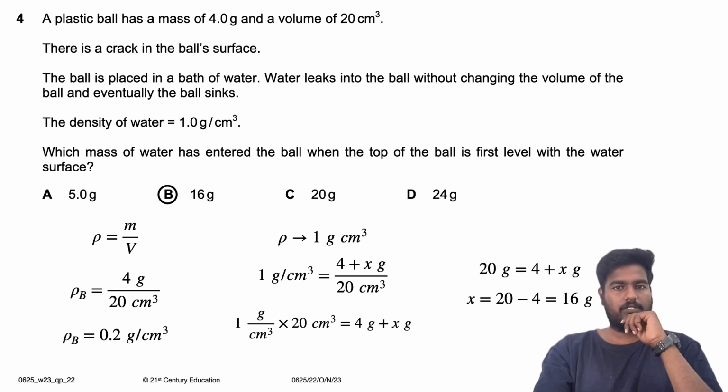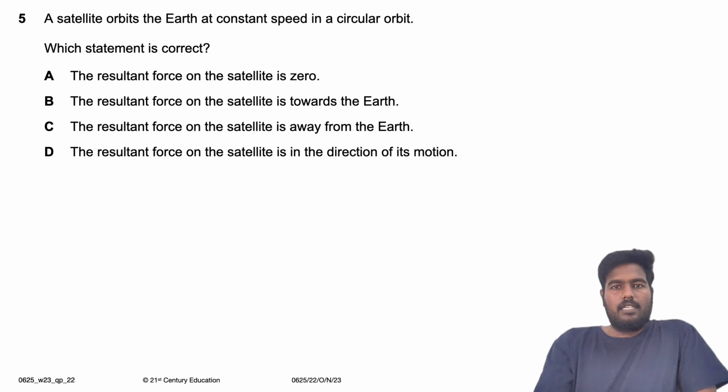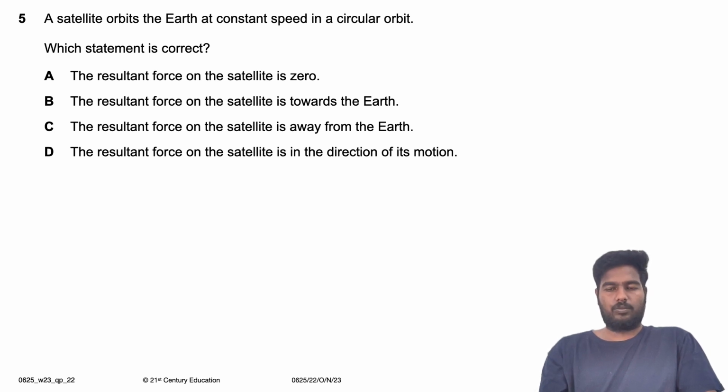Okay, let's move to the next question. A satellite orbits the Earth at a constant speed in a circular orbit. Which statement is correct? The resultant force on the satellite is zero. The resultant force on the satellite is towards the Earth. The resultant force on the satellite is away from the Earth. The resultant force on the satellite is in the direction of its motion.